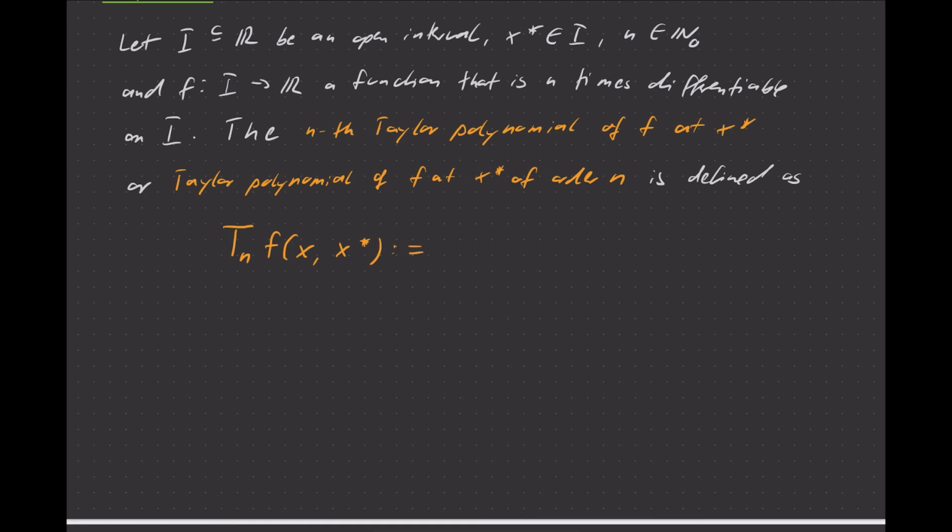And that is defined as the sum from 0 to n. And each term of that sum is exactly of the form that we've just seen with our polynomials here. So that is the kth derivative of f at the point x star divided by k factorial times x minus x star to the power k.